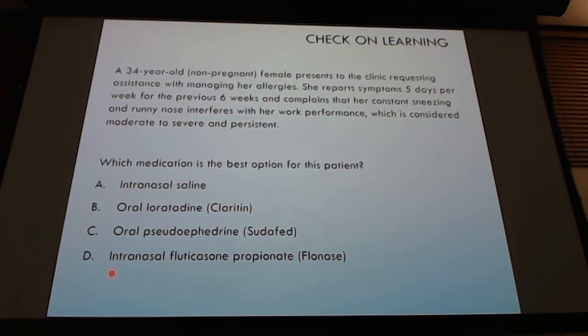All right, 34-year-old non-pregnant female comes to the clinic. She wants help with her allergies. Her symptoms are 5 days a week for the last 6 weeks, and she complains that her constant sneezing and runny nose interferes with her work performance, which is considered moderate to severe and persistent. Which medication is the best option that we can use for this patient?